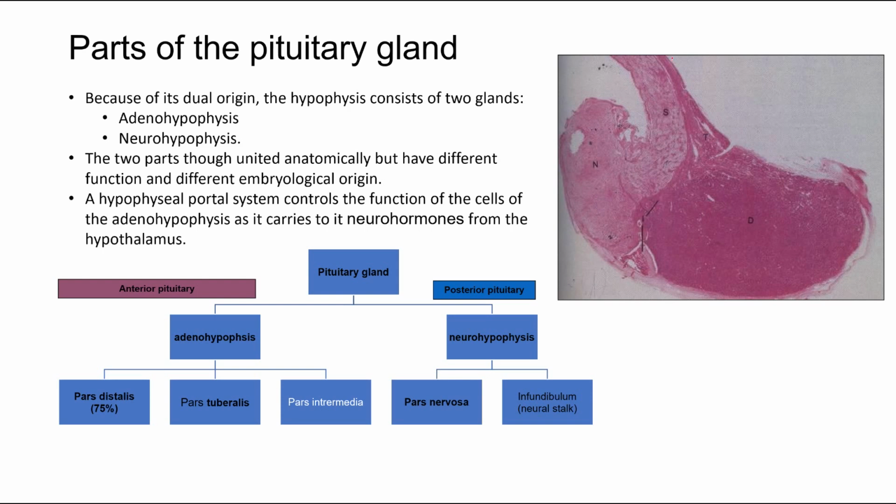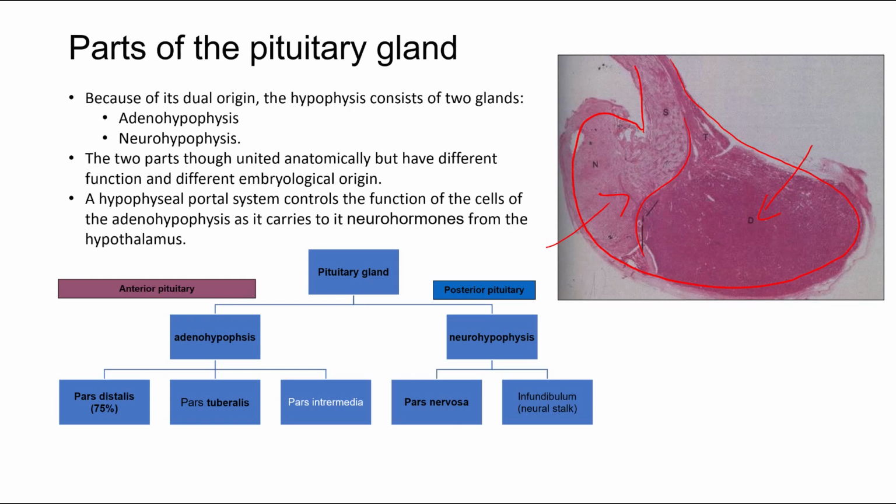You can see here that the pituitary gland is suspended by a stalk, called the infundibulum, and it is divided into two parts, an anterior pituitary and a posterior pituitary. The anterior pituitary is called the adenohypophysis, and the posterior pituitary is called the neurohypophysis because it is in continuity with the hypothalamus.